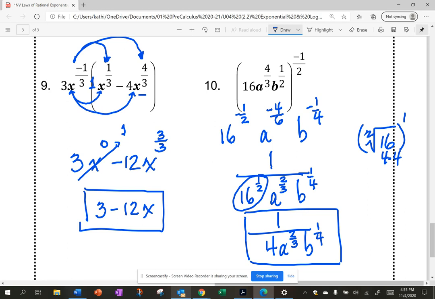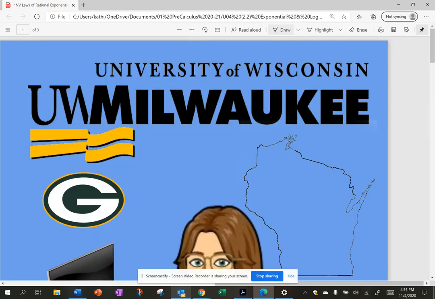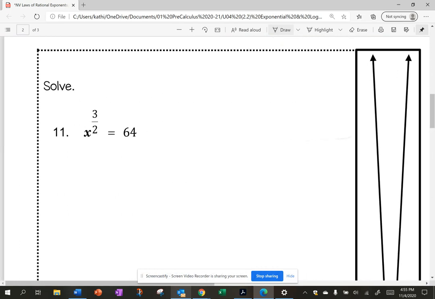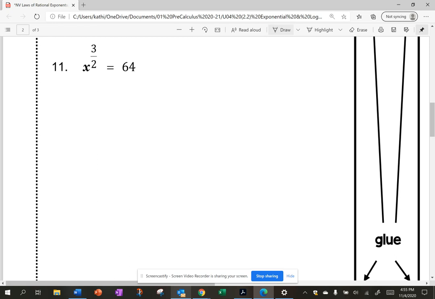Okay, so now let's get to solving some equations using these properties. We're going to solve x to the 2/3 power equals 64. So when my variable is to a fractional exponent, I want to raise it to the reciprocal of that exponent. So I'm going to raise this to the 3/2 power. Whatever I do to one side of the equation, I have to do to the other side to keep my equation equal. This is power to power, so now I'm going to multiply numerator times numerator and denominator times denominator. So I end up with a power of 1 for my variable.